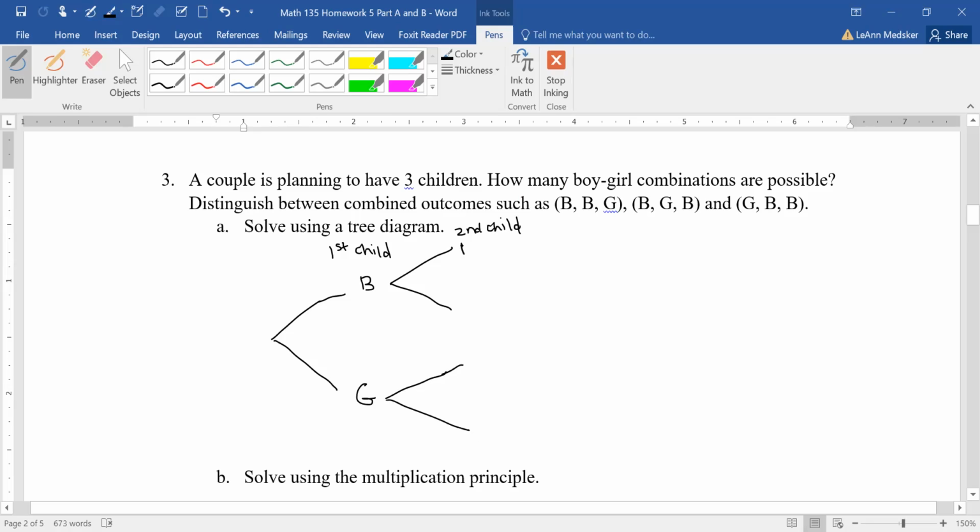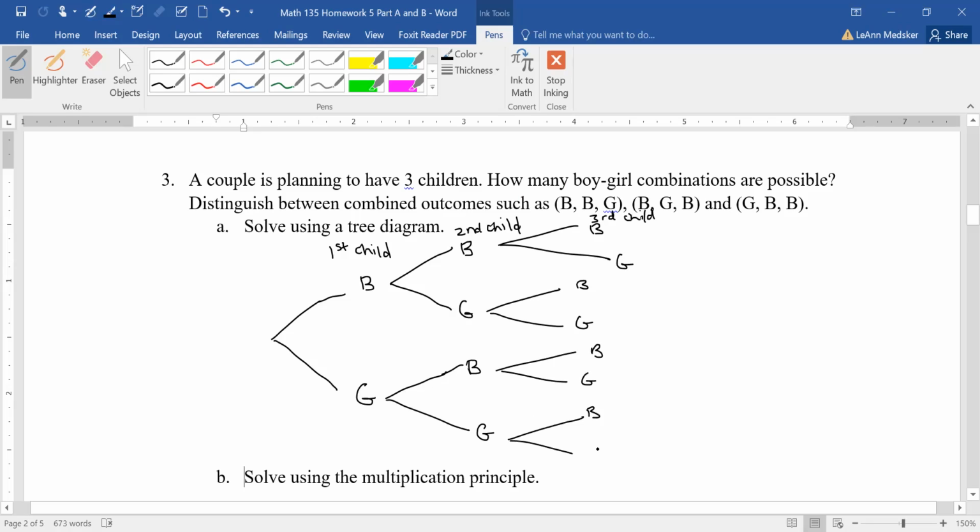So it's either going to be another boy or a girl from the first boy, so boy, boy, or boy, girl. And then the girl could be followed by a boy, or by another girl. And then for the third child, again, because there are 2 choices each time, we could have boy, girl, boy, girl, boy, girl, boy, girl.